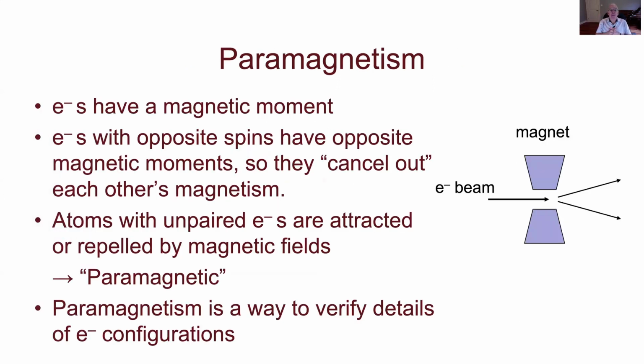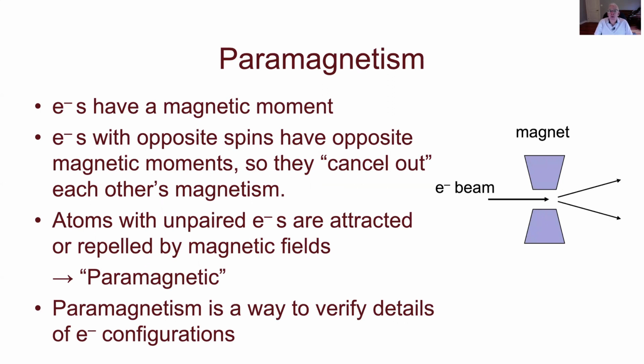I'm going to talk about paramagnetism for a couple minutes. This is how I know that when I got to carbon, I wanted to put two electrons with the same spin and not a pair in one orbital, okay? Remember that electrons still have this magnetic moment. That's the same cartoon as before of the electron beam splitting in two when it goes through the magnet, right?